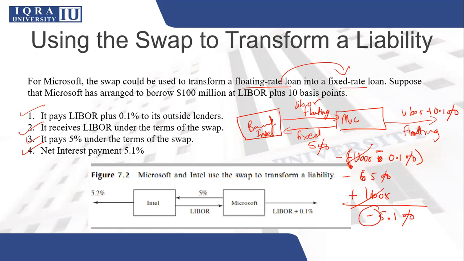So now if you look at the diagram once again, what is happening is that Intel is paying LIBOR to Microsoft, and in turn, Microsoft is paying LIBOR plus 0.1% to somebody else. So you can see in the diagram that they're receiving LIBOR and then they're paying LIBOR. So LIBOR and LIBOR cancel out. They'll receive LIBOR and they'll pay LIBOR. And 0.1%, but they still have to pay extra over here. And plus they have to pay the fixed 5% over here as well. So that means they're in total paying 5.1%. That is going to be their net interest payment. So they have converted their floating rate into a fixed rate agreement.